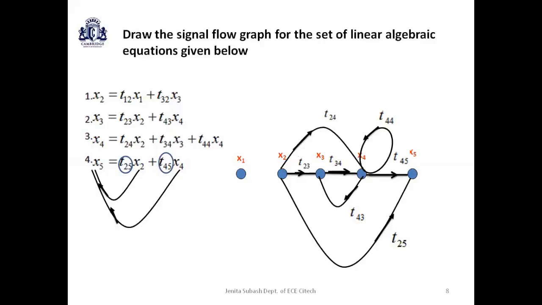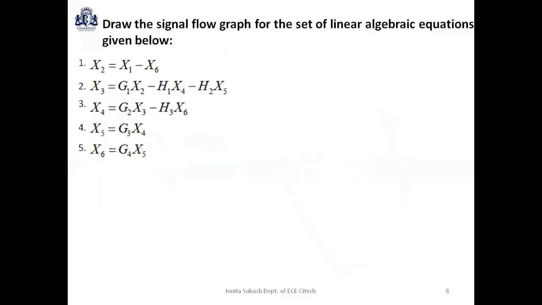The first equation, x2 is equal to t12 x1 plus t32 x3. Let's plot the graph. With respect to node x1 and x3, we have 2 branches moving towards x2. So from x1, a branch is moving towards x2 with a branch gain of t12. And from x3, we have a branch gain of t23 which is moving towards x2. And this is the procedure to be followed to transform the linear algebraic equations into the form of a signal flow graph. Let's try with the next example.